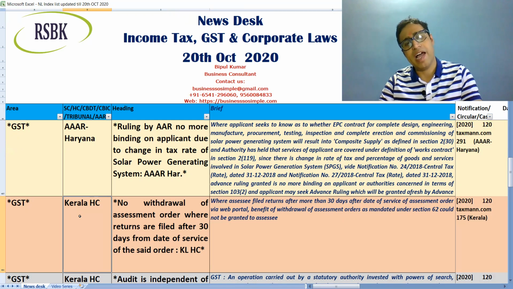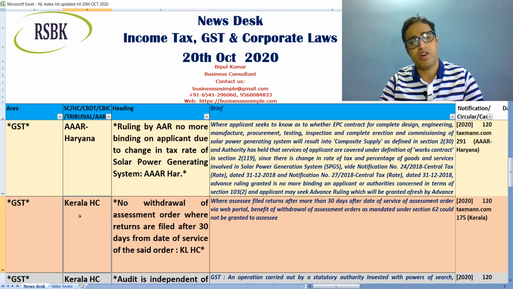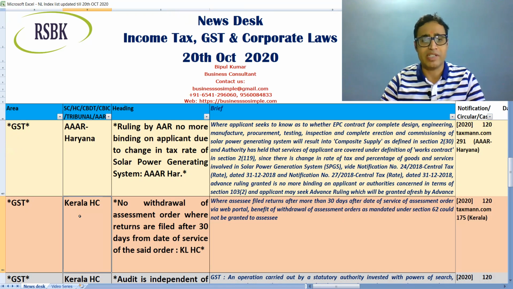Next case, Kerala High Court: no withdrawal of the assessment order where returns are filed after 30 days from the date of service of the said order. Where the assessee files the return more than 30 days after the date of service of the assessment order via the web portal, the benefit of withdrawal of the assessment order as mandated under section 62 cannot be granted to the assessee.